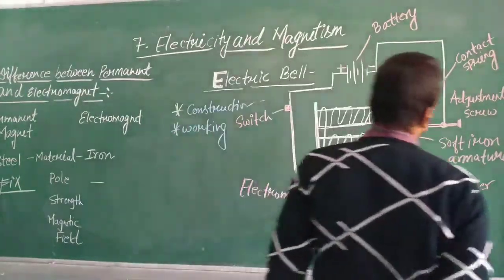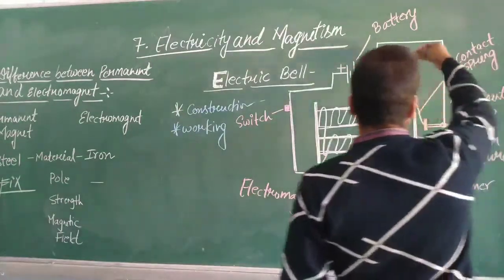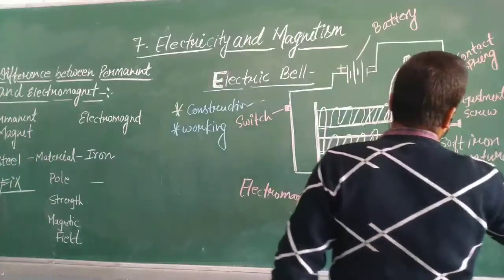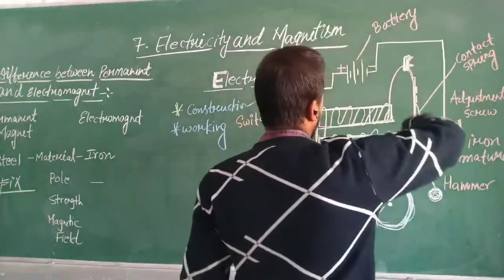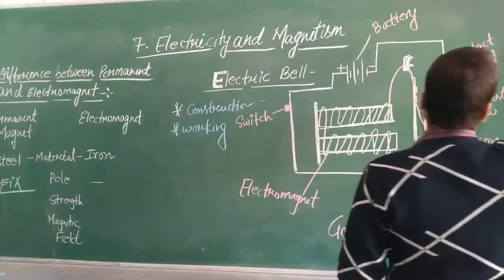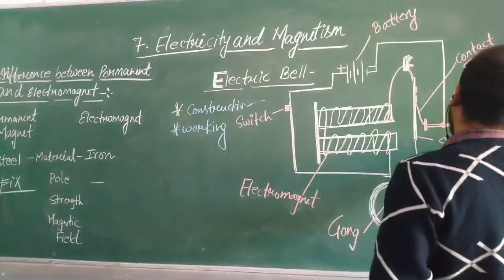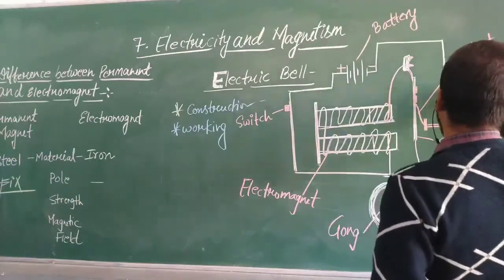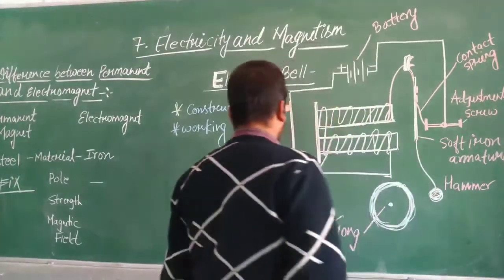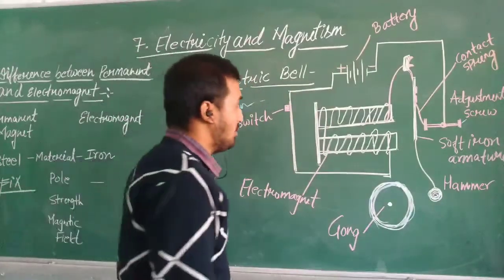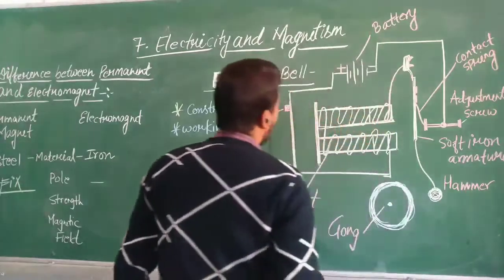Then the hammer. Next, this is the adjustment screw for adjusting this soft iron armature with the electromagnet, and the battery for the flow of current. This is the contact spring for the adjustment. This is the hammer, soft iron armature, adjustment spring, and switch to control the flow of current. So these are the arrangements. What we can see here is that the gongs are freely kept.